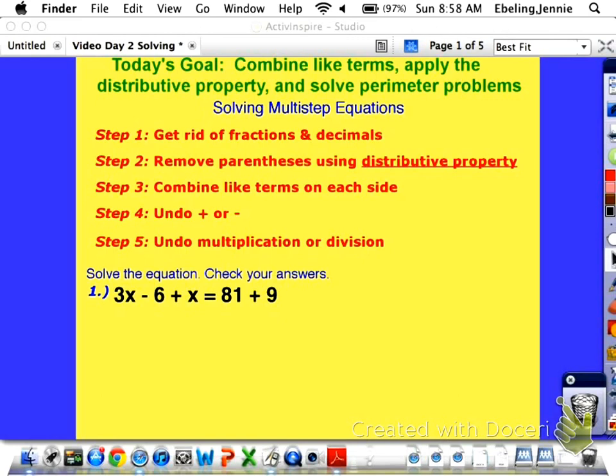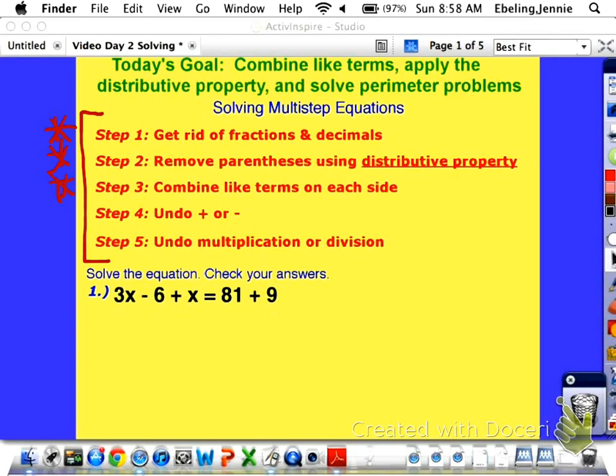We have some steps that we always want to go through when we solve multi-step equations. This is when we get other terms in there, when we get parentheses in there. Step 1, get rid of fractions and decimals, because if you don't want to have to work with them, we can get rid of them. Step 2, remove parentheses using the distributive property. Step 3, combine like terms on each side.